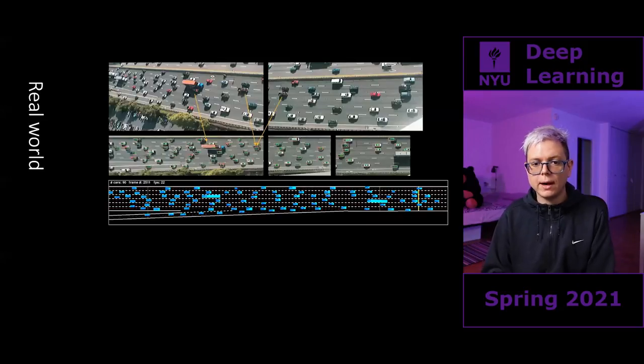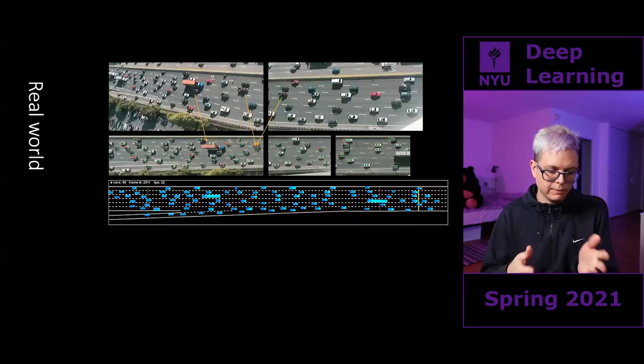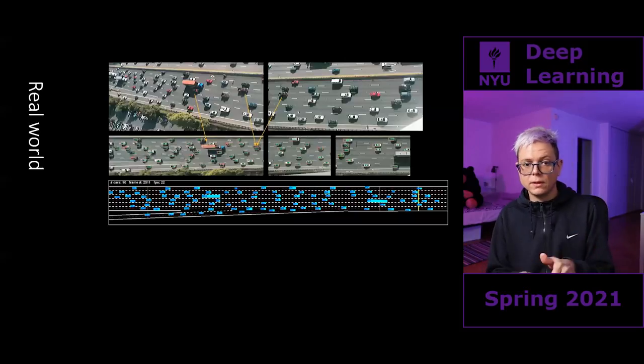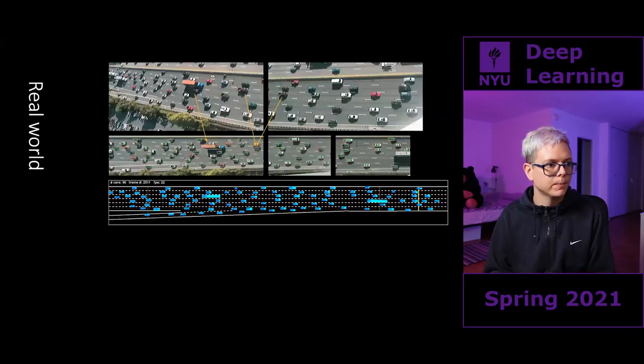The top ones are natural images, right? They have specific statistics. The images that I'm showing you right now are not natural images, right? How do we get from the top-down view to the camera projection?